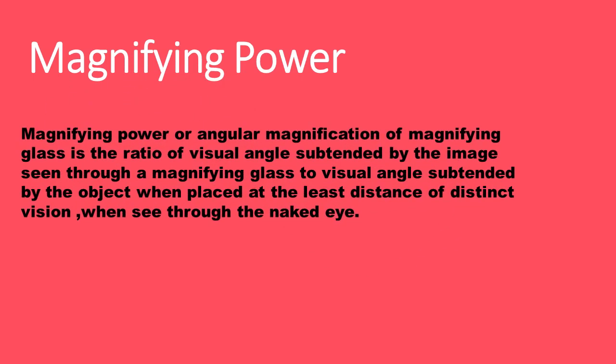Magnifying power or angular magnification. Magnifying power or angular magnification of magnifying glass is the ratio of visual angle subtended by the image seen through a magnifying glass to visual angle subtended by the object when placed at the least distance of distant vision when seen through the naked eye. The magnifying power is denoted or represented by an equation beta upon alpha, which would be our equation A.